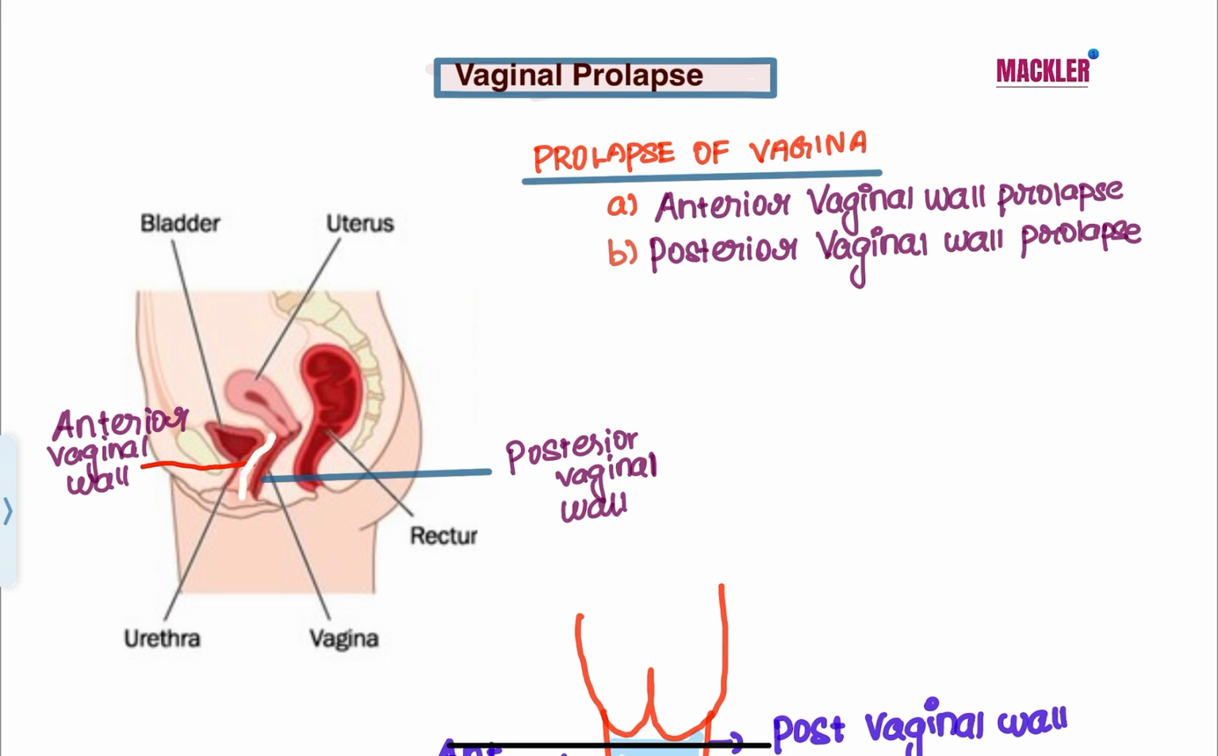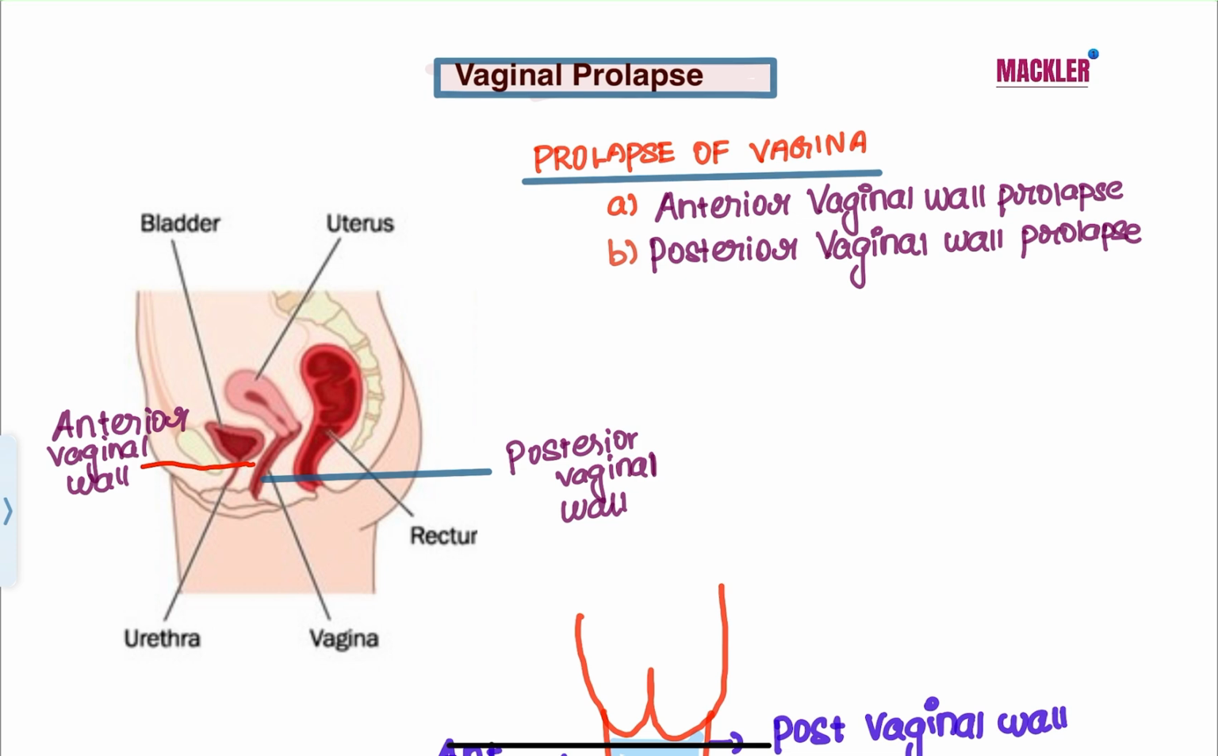As you can see here, the vagina has two important walls. This wall is known as the anterior vaginal wall, and this wall is known as the posterior vaginal wall. What are the structures immediately near the anterior vaginal wall? Those are the urinary bladder and its distal portion, the urethra. And what are the structures immediately near the posterior vaginal wall? Those are the rectum, and here you can see the cul-de-sac.